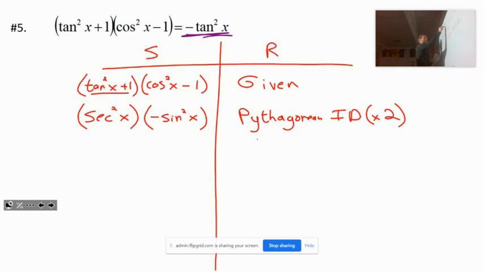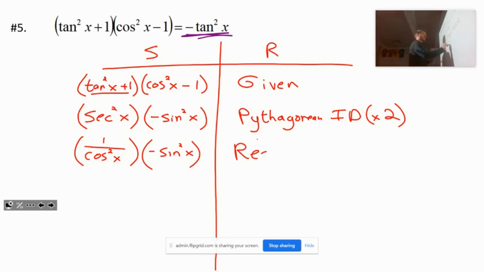The end goal is negative tangent squared of x. So I want to make this into negative tangent squared of x. I see secant squared. It's oftentimes helpful to write everything in terms of sine and cosine. So I will rewrite secant squared as 1 over cosine squared of x. I'm going to leave negative sine squared as that. So what I just used there, that is called the reciprocal identity.